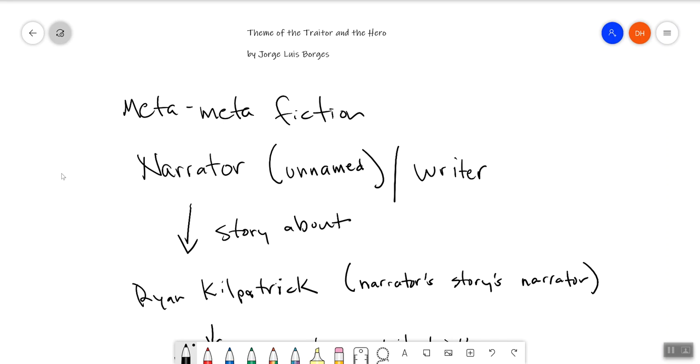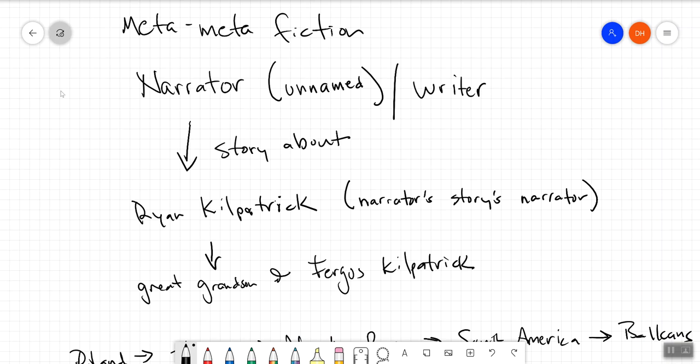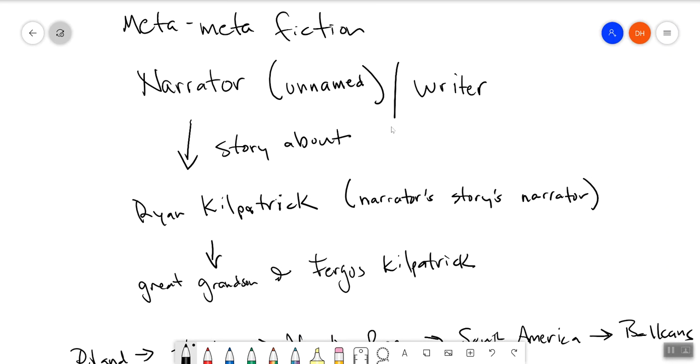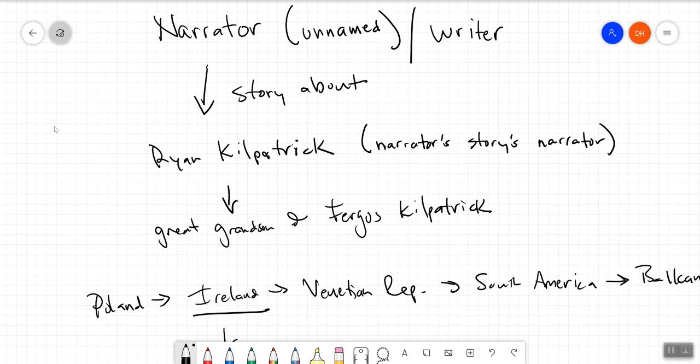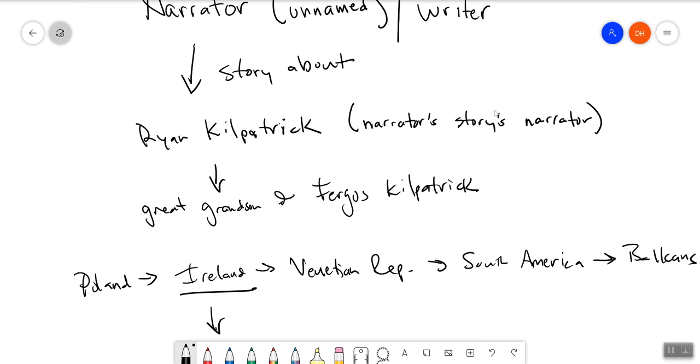Now, this story is very much the opposite of the other story, because the narrator, who's unnamed, is a writer, and he's writing a story about Ryan Kilpatrick. Okay, now that's the narrator's story's narrator. Ryan Kilpatrick is writing a book about his great grandfather, Fergus Kilpatrick, as we'll see here in a moment exactly who these people are.